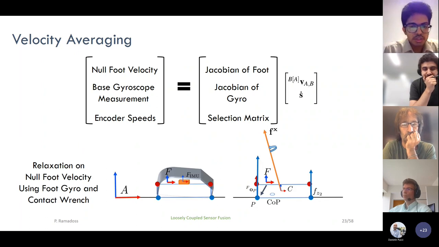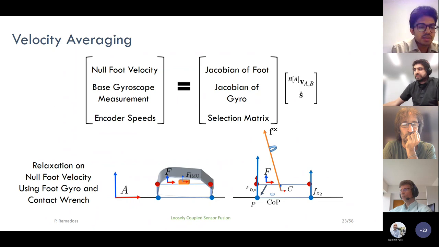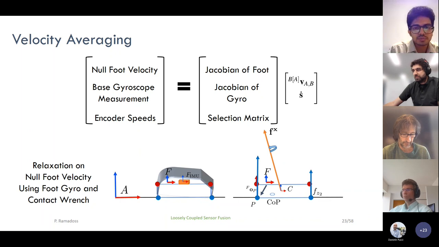Sometimes when the robot is subjected to external perturbations, the rigid contact constraint is invalidated and the null foot velocity assumption is not valid anymore. So we also propose a relaxation on the null foot velocity using measurements coming from the gyroscope mounted on the foot of the robot along with contact wrenches.